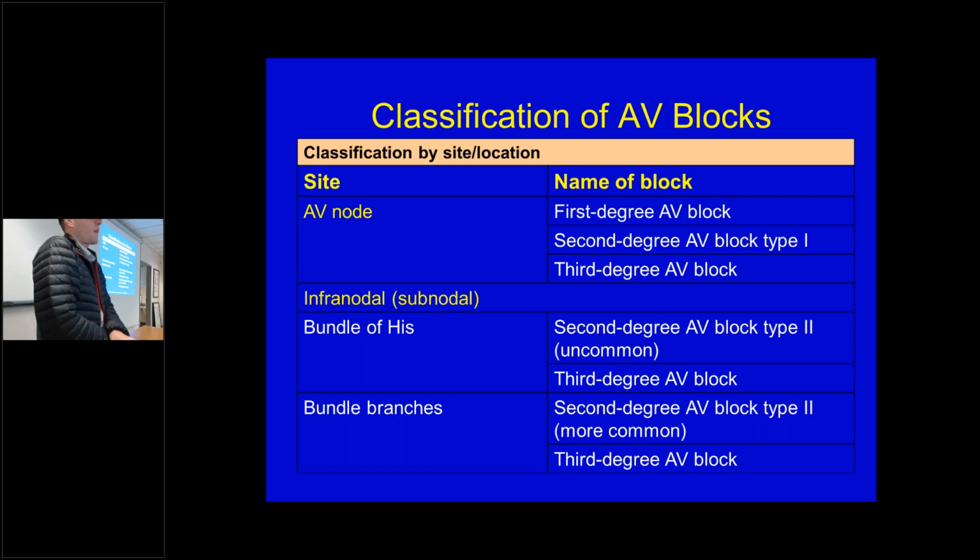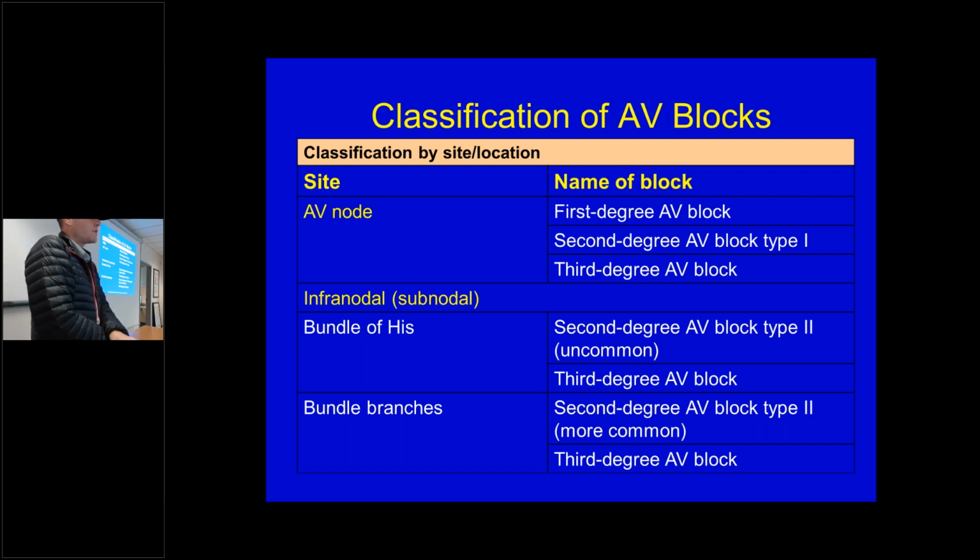All right, so name of the block. The first degree AV block is in the AV node. That comes from the AV node when there's this incomplete block in the AV node. Also second degree AV block type 1. And then third degree AV block can be in any of those sites. A third degree AV block can be in the AV node, can be in the bundle of His, can be in the bundle branches. As long as there's a complete block in any of those sites, then it's a third degree block, okay? Because third degree is a complete block.